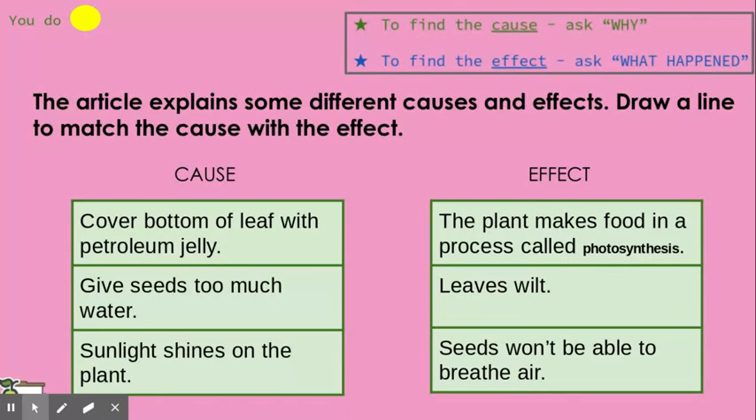So when you go to do your Pear Deck today, make sure that you're drawing those lines to match the cause and effect. All right? Okay, and so that's your assignment for today.